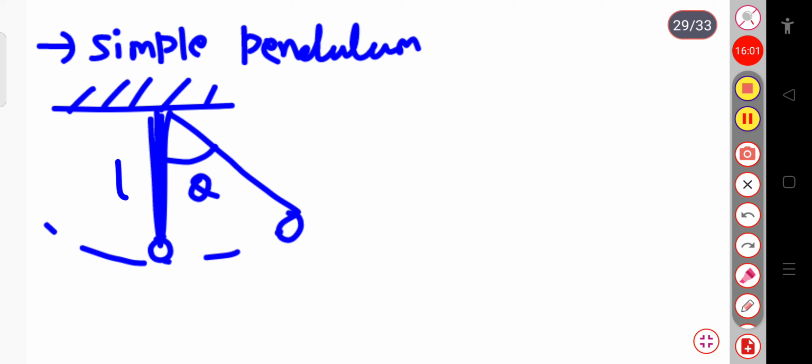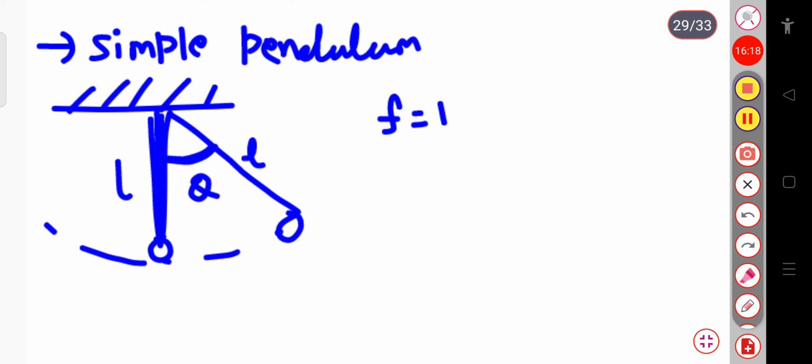This distance is L and this distance is also L. So that distance L is fixed. Okay, that distance L is fixed. So it only depends on this angle theta. So simply we can say that f, the degrees of freedom, will be equal to 1.